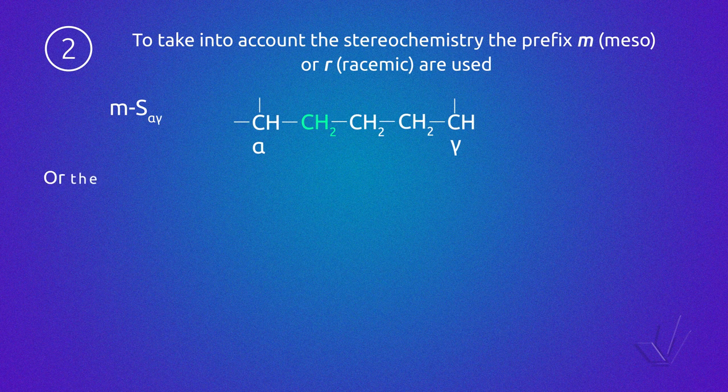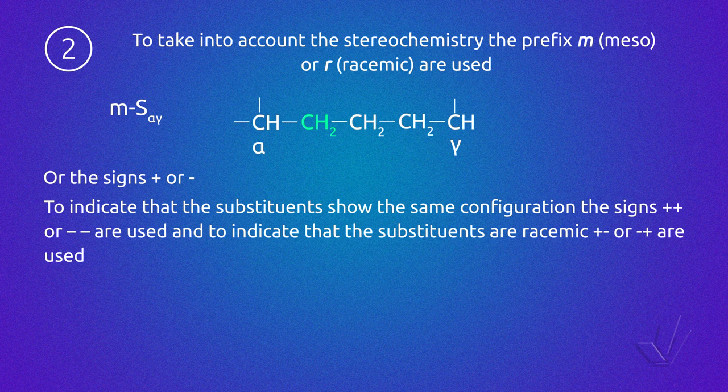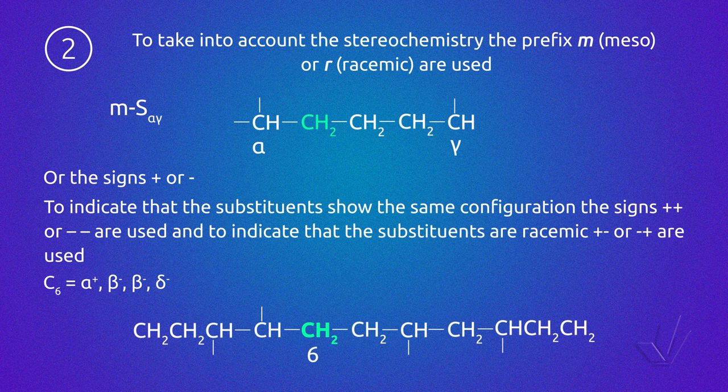Another nomenclature uses signs to indicate the configuration. To indicate that the substituents show the same configuration, the signs plus plus or minus minus are used. And to indicate that the substituents are racemic, plus minus or minus plus are used. This example shows that the carbon 6 has on the left a methine atom that is alpha plus and the next is beta minus from it, meaning that both tertiary carbons have opposite configuration. On the right, this same carbon has a methine beta minus and another delta minus, meaning that they have the same configuration and also the same as the methine beta on the left side.